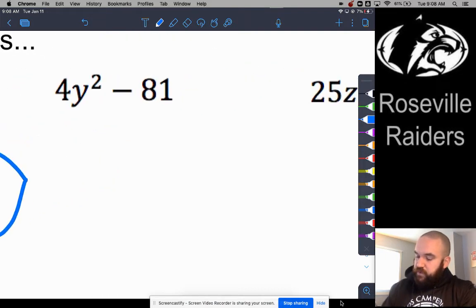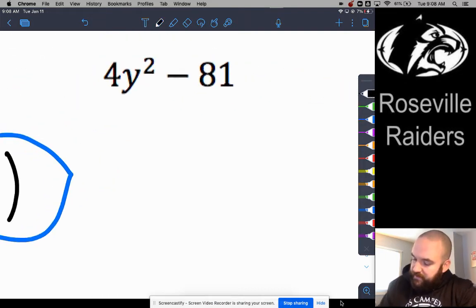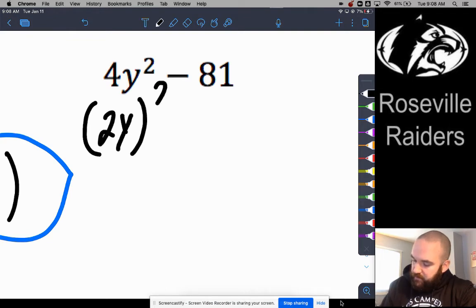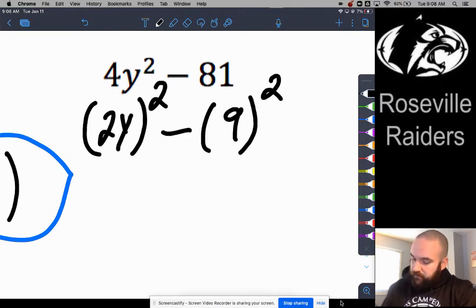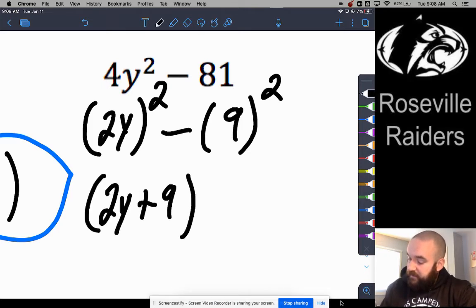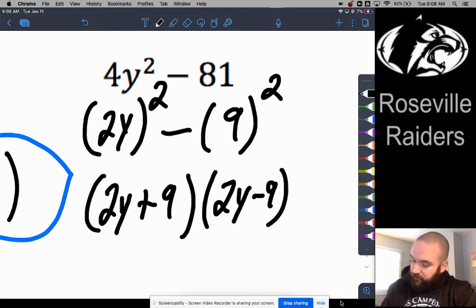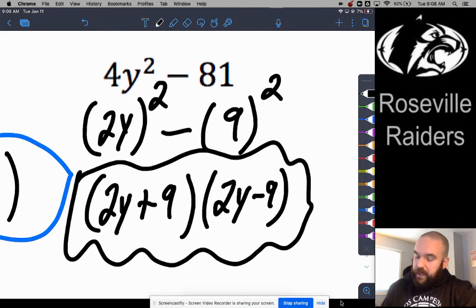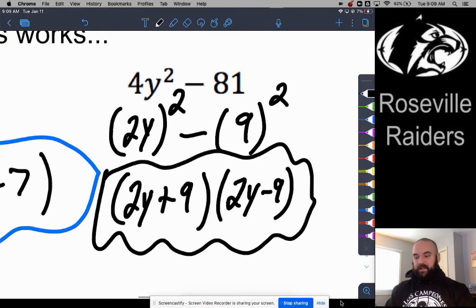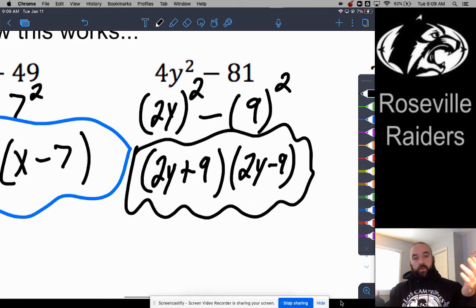Okay, again, two terms. If I recognize that I could write this as 2y squared, right? Because 2 times itself is 4, y times itself is y squared, minus 9 squared, because 9 times itself is 81. Then I can simply factor this as 2y plus 9 times 2y minus 9, and we're done. And the reason that we know this is going to work is because one's plus and one's minus. I get that cancellation that we had in the previous example. If you were to redistribute this, your two middle terms will cancel out, and you'd be left with just 4y squared minus 81.